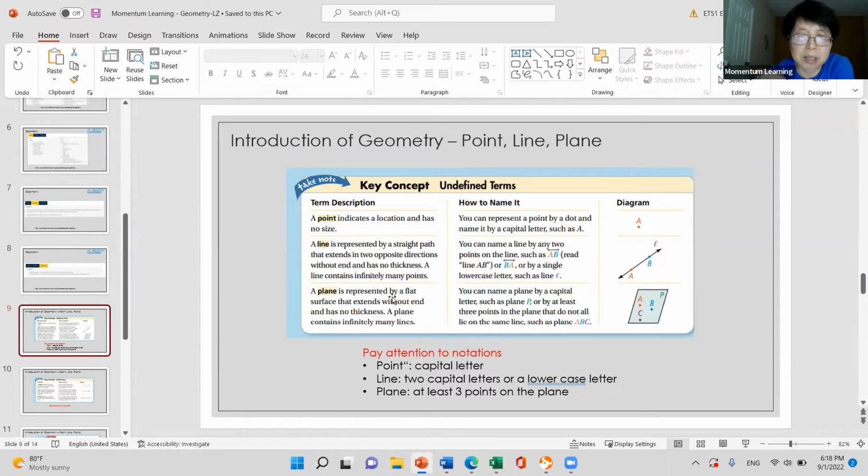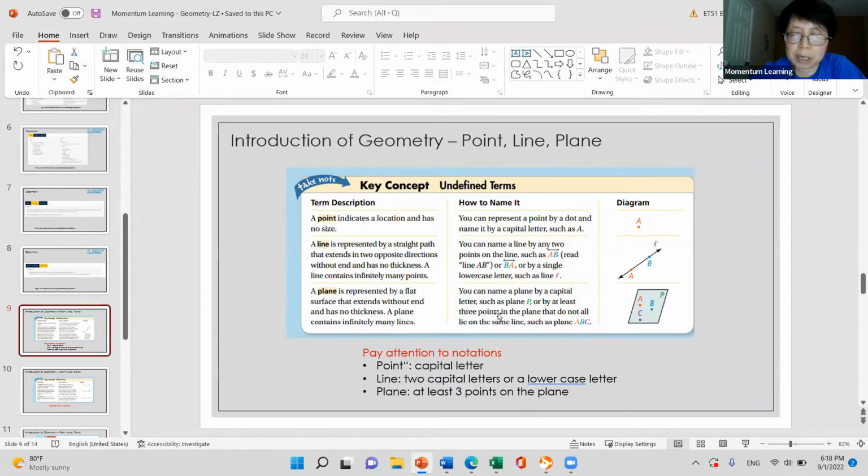And a plane, you can think of a surface, right? So if you say the plane, you can think of the surface. And pretty much similar to the line, the plane can extend endlessly. It has no borders. So it extends this way, and this way, infinitely. And it has no thickness.